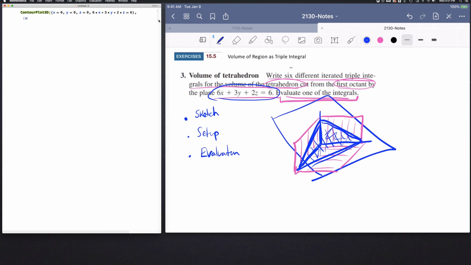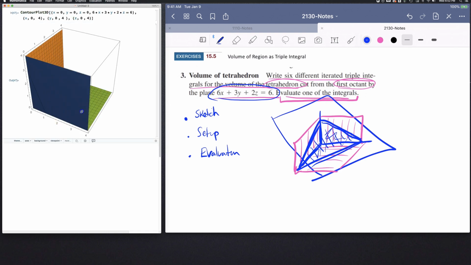We're not sure quite where to plot that from, but it's in the first octant, so x has to be bigger than 0, y has to be bigger than 0, and z has to be bigger than 0. Let's just take a guess that maybe x goes from 0 to 4, y from 0 to 4, z goes from 0 to 4. And then we can refine this picture as needed. We'll do some algebra to solve this out.